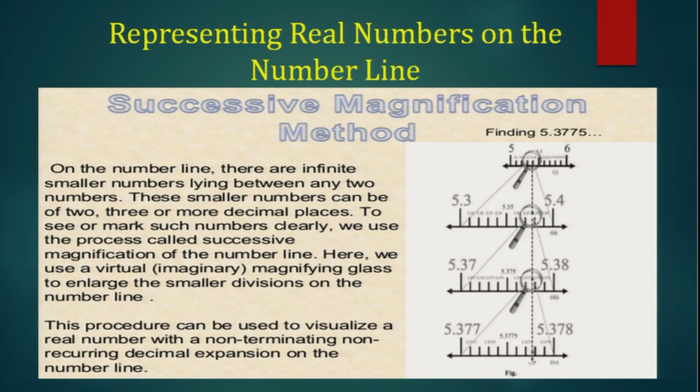On the number line, there are infinitely many smaller numbers lying between any two numbers. These smaller numbers can have 2, 3 or more decimal places. To see or mark such numbers clearly, we use a process called successive magnification of the number line. Here, we use a virtual magnifying glass to enlarge the smaller divisions on the number line. This procedure can be used to visualize a real number with a non-terminating, non-recurring decimal expansion on the number line.